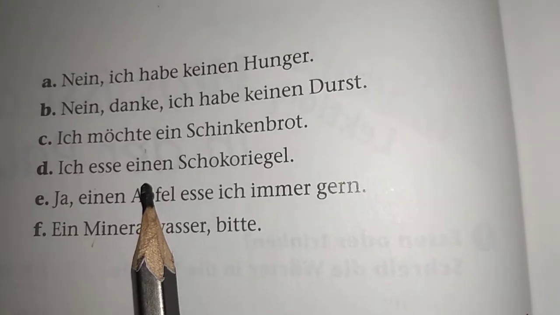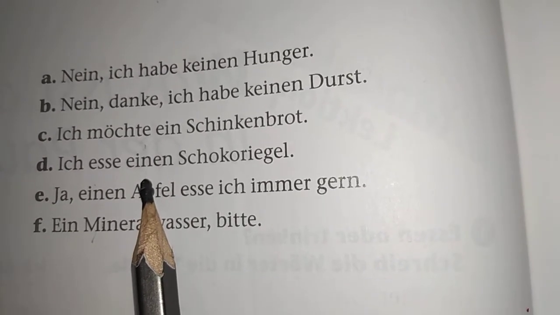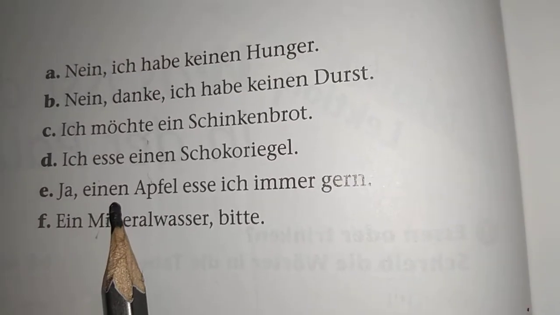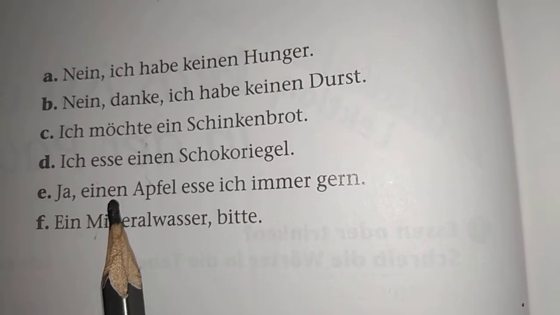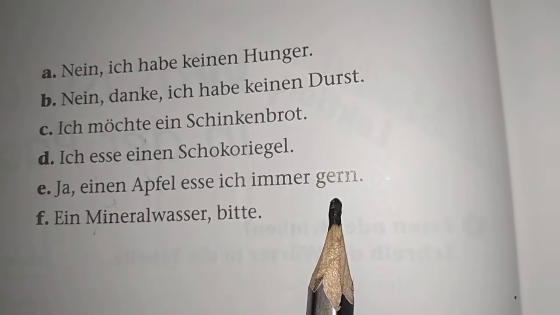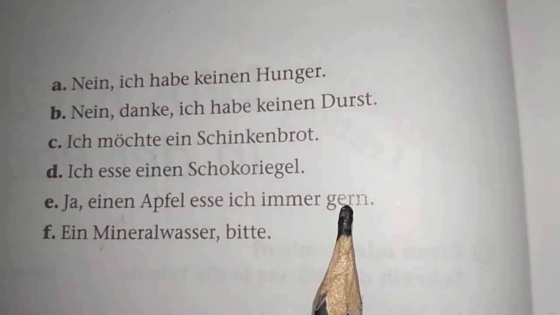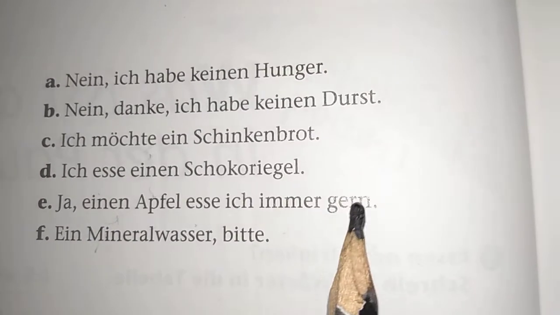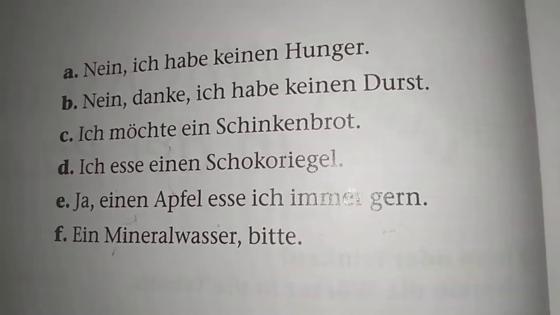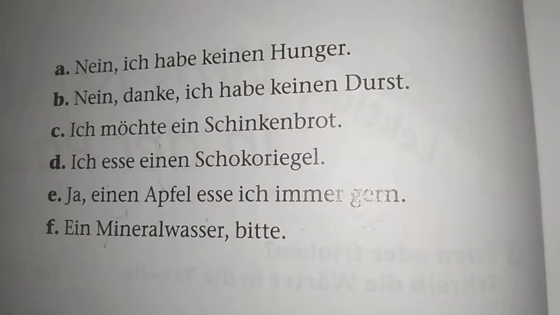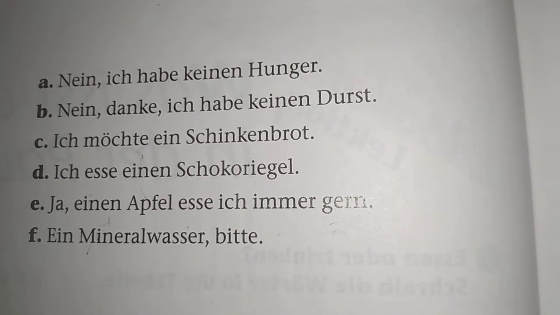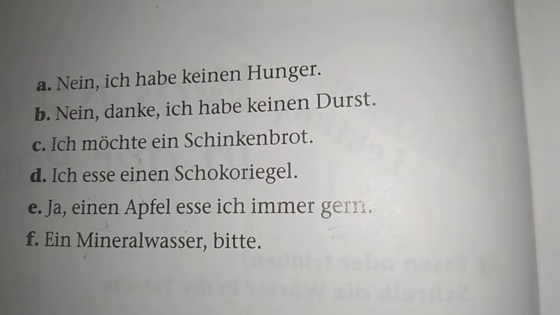Ich esse einen Schokoriegel. I eat a chocolate bar. Ja. Einen Apfel esse ich immer gern. This gern means always like. I always like to eat an apple. So this gern shows your liking. What do you like to eat or what do you like to drink? Ein Mineralwasser bitte. And mineral water please.